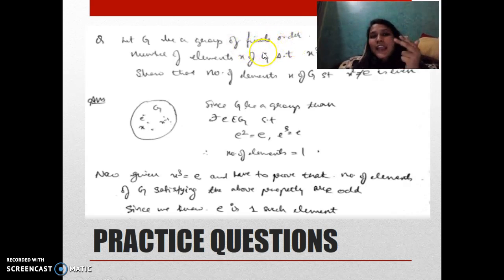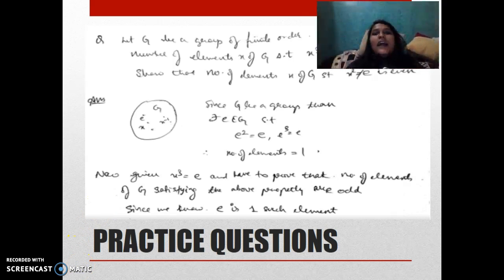Third, what you have to show is that n, which is the number of elements that follow this property, x cube is equal to e, is odd. Odd means something in the form of 2n plus 1, where n can be any integer. If you put n equals 1, you get the answer 3. If you put n equals 2, you get 5. So you always get odd integers. So odd integers can be 2n plus 1 or 2n minus 1.